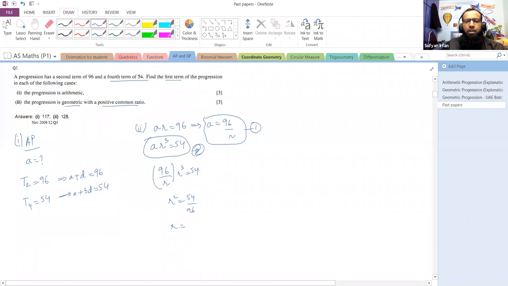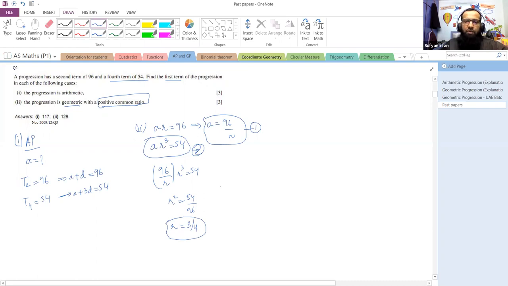And if you take the square root, then plus minus both will come, because whenever we take a square root, we get plus and minus both. But over here, we do not have to take a negative one. Why? Because it has been specified by the examiner that the common ratio is positive. That is why we do not have to apply the negative root. So the common ratio would here be 3/4, the square root of 54 upon 96.